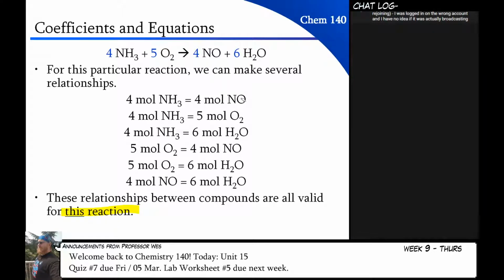So what does that mean for us? Well, if I know the number of moles of something, I could convert that to the moles of something else. And if I know the number of moles of something, I can convert that to the number of grams of that something. So this is called stoichiometry.